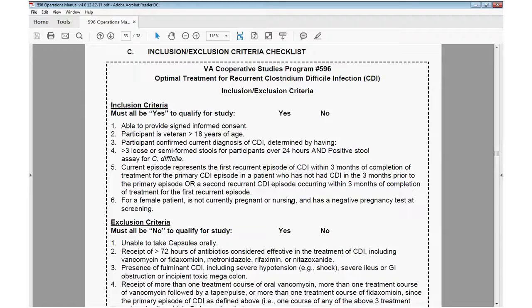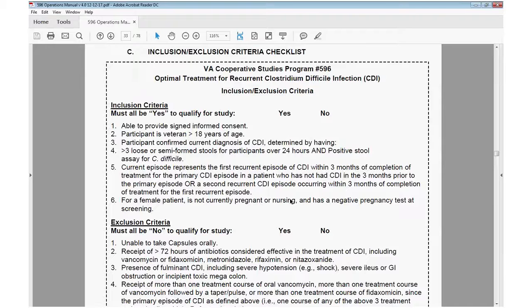Once you identify it as a recurrence, you have to go back 3 months from the prior case and determine if there is another case before that. If there is no case before that within 3 months, then that is their first recurrence. If there is a prior case, then this could be their second recurrence, but then you have to check 3 months before that first occurrence as well, because we're only allowed to do this for the first and second recurrence. If this turns out to be their third recurrence or greater, they are not eligible for the study.